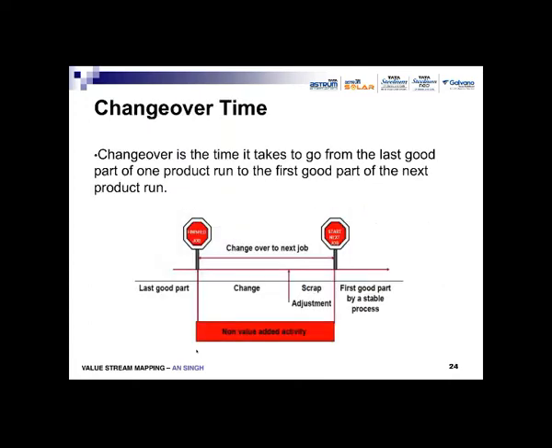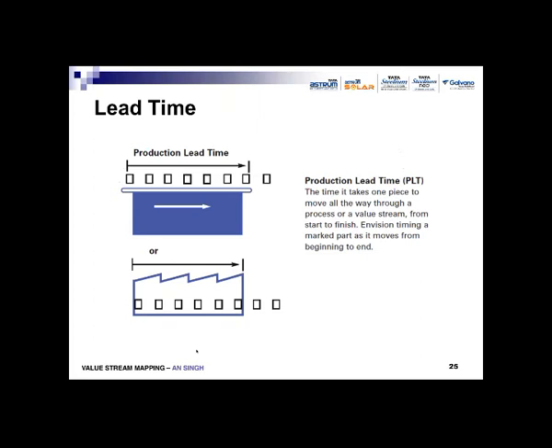Then the changeover time, like in most of the presses or the tools or the mills, you are changing the rolls. So for changing the tools and dies and setting, the machine has to be stopped. So that is a changeover time. To have a higher productivity and lower cost, changeover time has to be minimized. Then the lead time, right from the beginning to end, from order to delivery, or how long the material stays in the process, that becomes the total lead time.